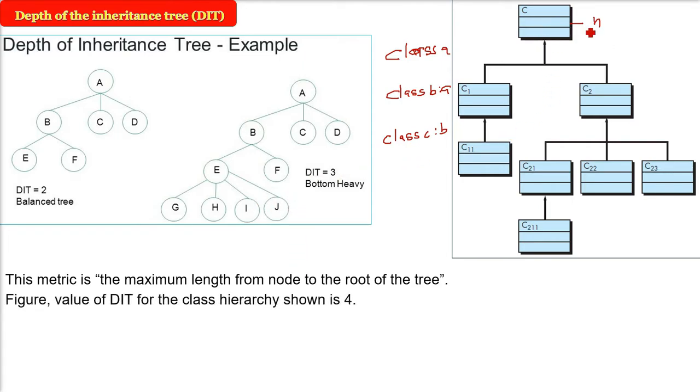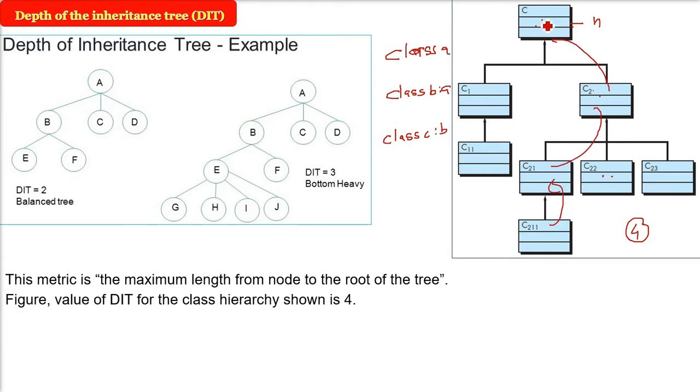For example, 1, 2, 3, 4. Okay. Just compute the number of nodes. You have 4 nodes here. So this is the depth of inheritance. And since we have these C1, for example, C2, just take. The DIT of the class hierarchy in this figure, as I am suggesting, is 4.